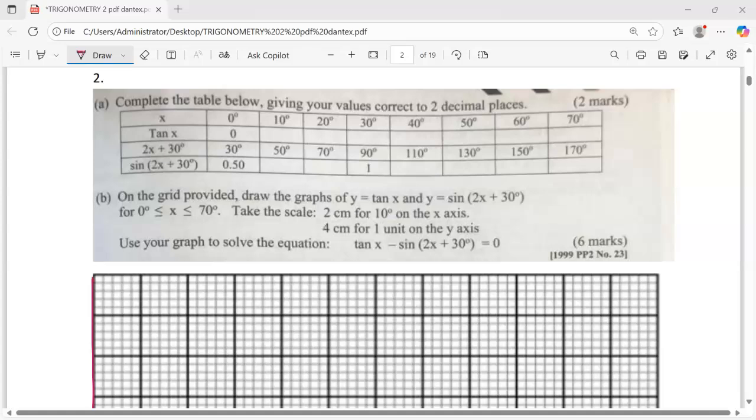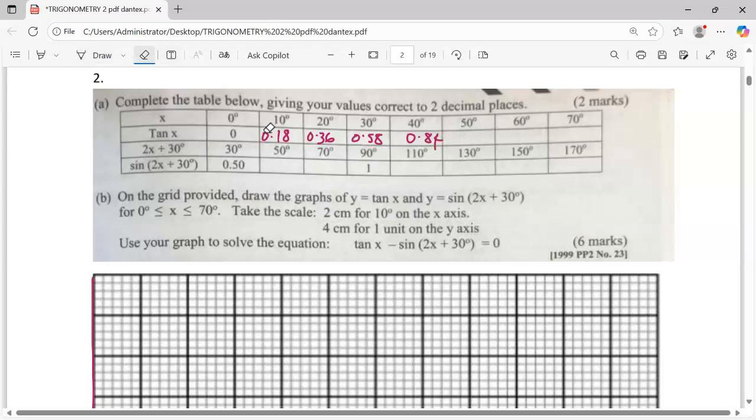For us to get the tan of x, we are going to press tan 0, giving us 0. Next, we press tan 10, which is going to give us 0.18, correct to two decimal places. Next is tan 20, which is 0.36. Next is tan 30, which will give us 0.58. Next is tan 40, which will give us 0.84.